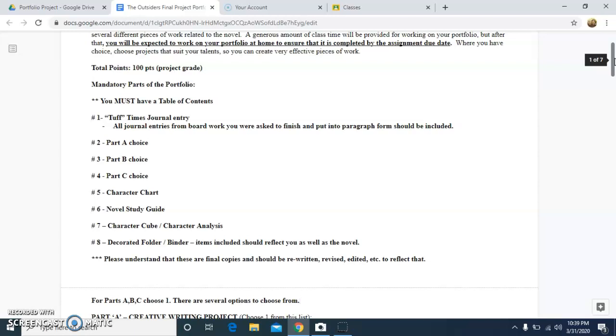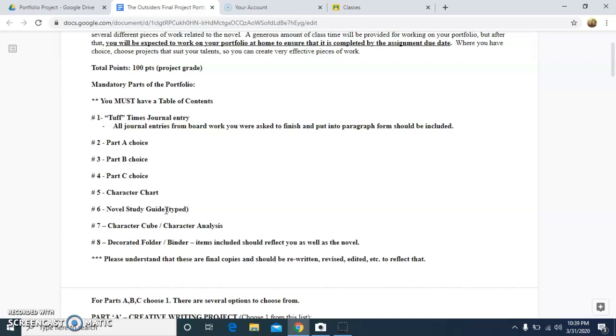Next is going to be the character chart. So the character chart that we started this week in class, the final copy of the character chart will be included in the portfolio. We also have a study guide that goes with the novel that also must be included. That should be typed. And again, I'm actually going to make a note of that right now for everybody, that this should be typed.